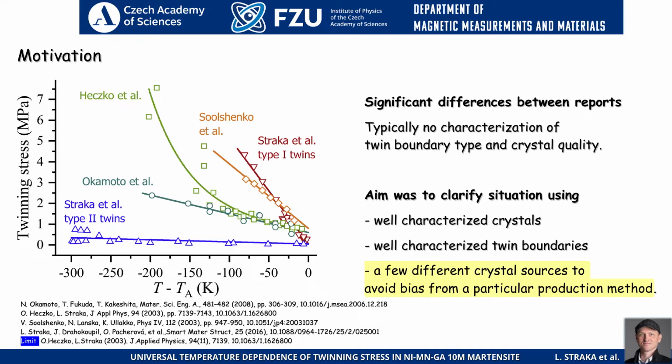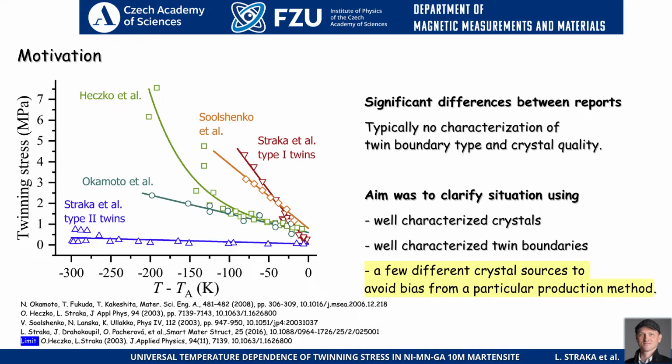What we see is that there is actually quite strong disagreement between the reports, because some reports show linear dependence, some show large slope and low slope. So there are significant differences between reports, and typically there is no characterization of twin boundary type, which is relevant, which I will show later, and the crystal quality. So the aim of this work was to clarify this situation.